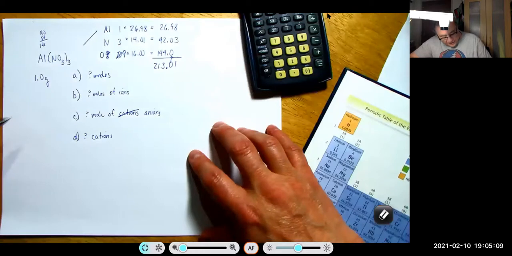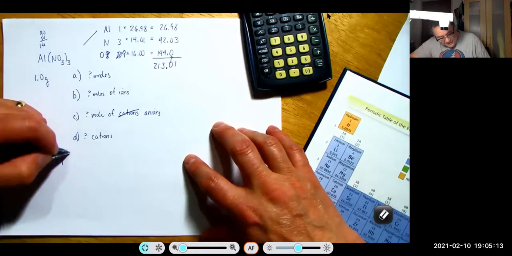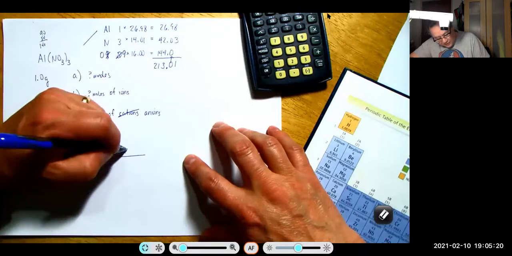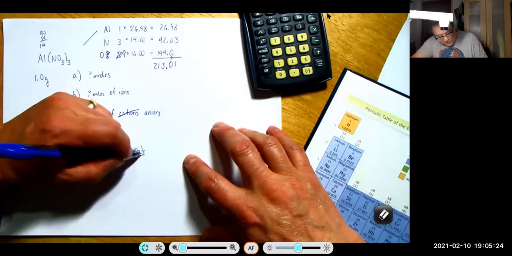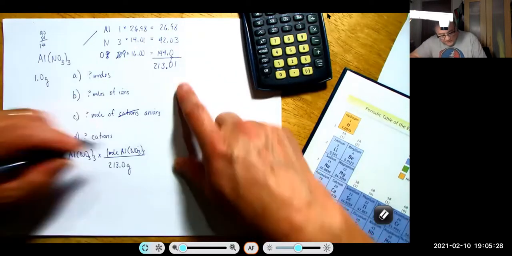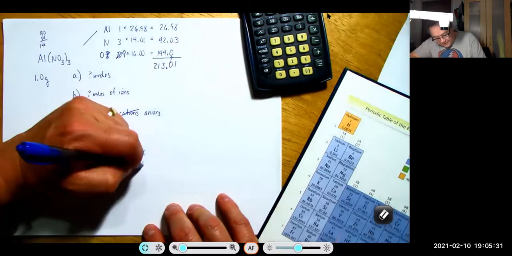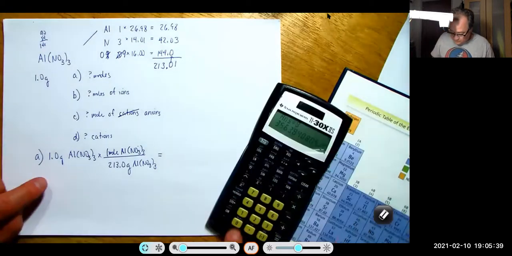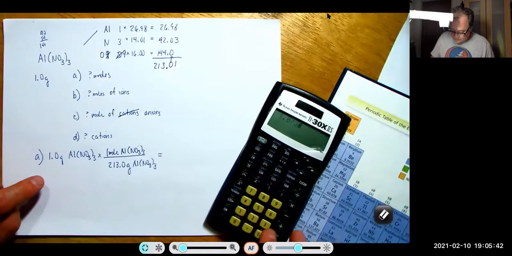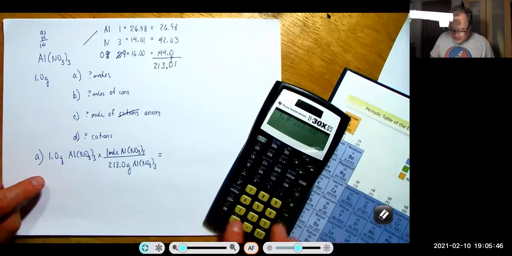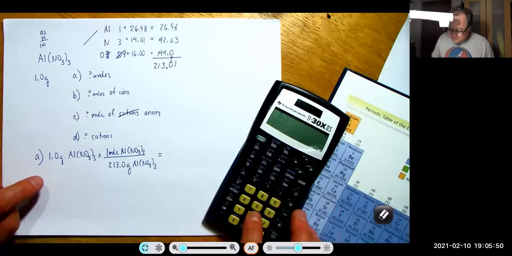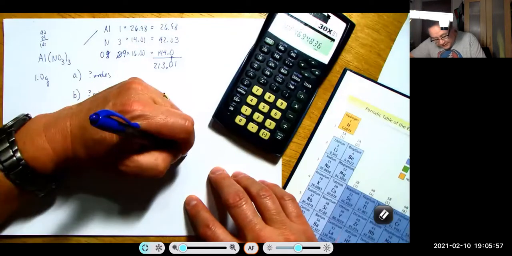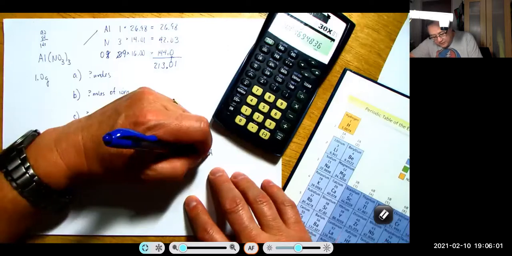Okay, so for A, we're going to say 1.0 grams of Al(NO3)3 times 1 mole of Al(NO3)3 per 213.0 grams of Al(NO3)3. And you can see this number is going to be small. And we only get 2 significant figures. And I didn't put the numbers in correctly. Okay, so we get 0.0047 mole of aluminum nitrate.